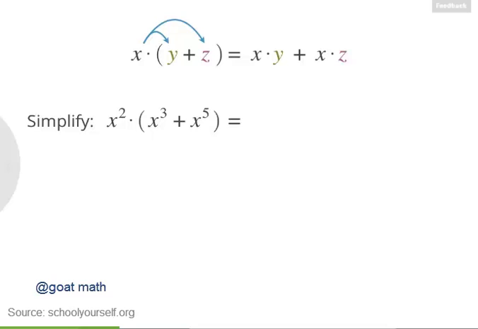Right, you distributed the x squared. X squared times x cubed is x to the fifth, and x squared times x to the fifth is x to the seventh. So this product equals x to the fifth plus x to the seventh.